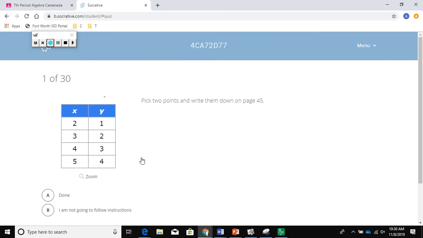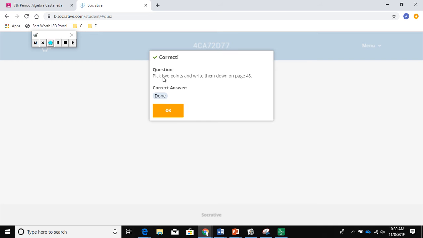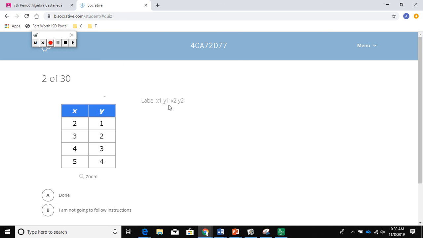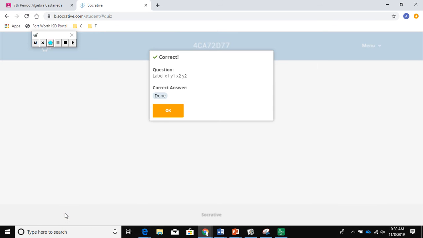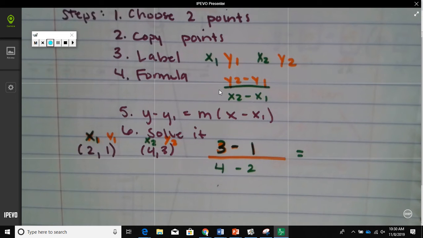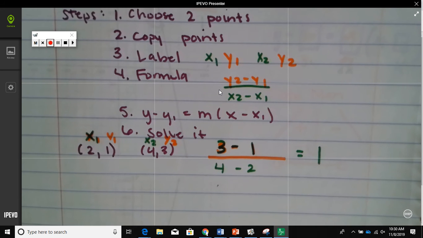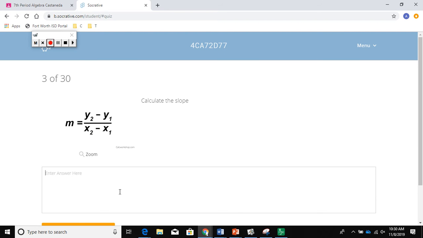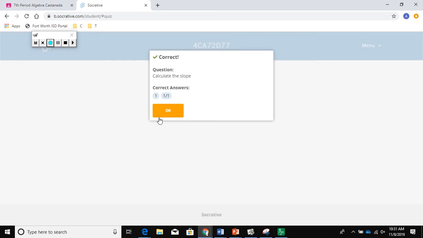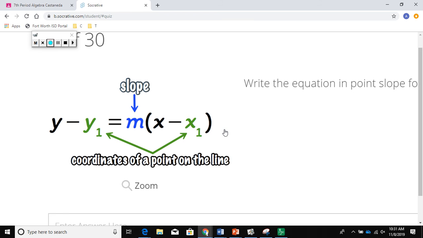So look, let me tell you what it says on Socrative. It says, did you pick the 2 points and write them down? Done. After you write them down and copy them, you press submit, and it says good job. Then it says label x1, y1, x2, y2. Did I do that? Yes. Then it says the slope, and they will even give you the formula for slope. So what did you get in a calculator? Should be 1. So when it says what is the slope, you put 1. We got 1, right? It says correct. Good job.